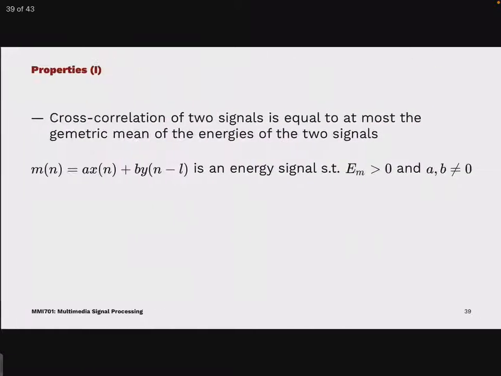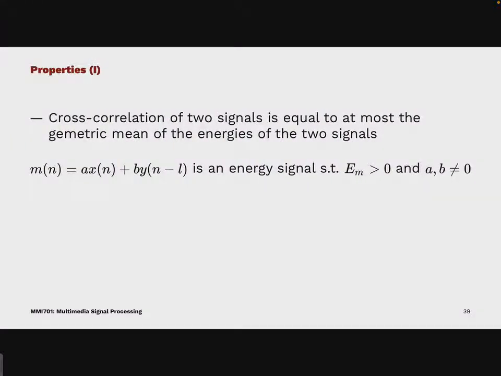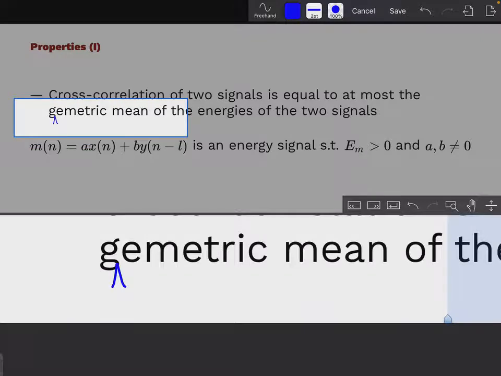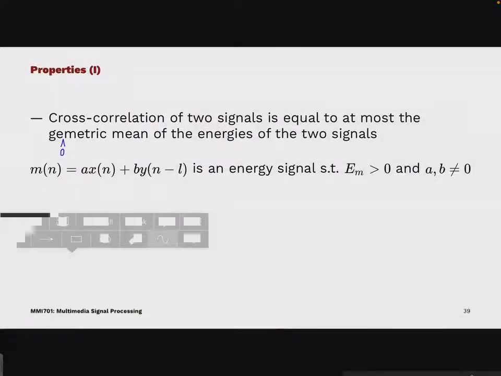Okay, so let's have a look at some properties of cross and autocorrelation. So cross correlation of two signals is equal to at most the geometric mean of the energies of the two signals. So sorry about the little typo here, it's obviously geometric. So here should have been an O. Yep, okay. So let's get an energy signal, m of n equals to a x of n plus b y of n minus L, such that the energy of this signal is greater than 0 and less than infinity, right? It's an energy signal. And let's also assume that a and b are non-zero.